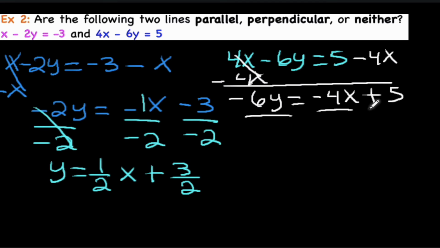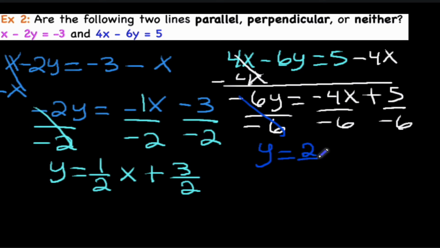Okay, so let's go ahead and divide here by negative 6. So we have y equals, and we have negative 4 divided by negative 6. So this will equal 2/3 x when simplified minus 5/6. So if you take a look at both slopes here, they're not the same and they're not negative reciprocals of each other. So that means it's neither. Okay? So let's go over another example.